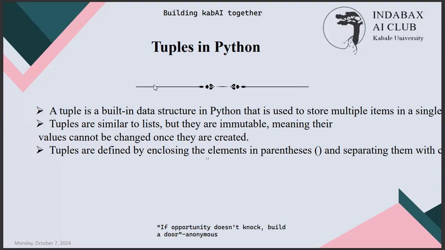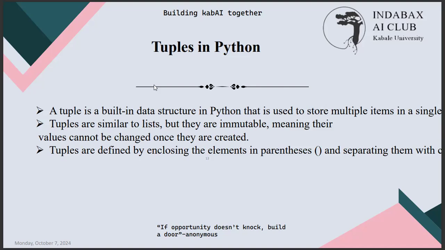This time, this one is called tuple, a tuple or tuples. A tuple is a built-in data structure in Python that is used to store multiple items in a single variable. So tuples are similar to lists, but they are immutable, meaning their values cannot be changed once they are created. Tuples are defined by enclosing the elements in parentheses and separating them with a comma.